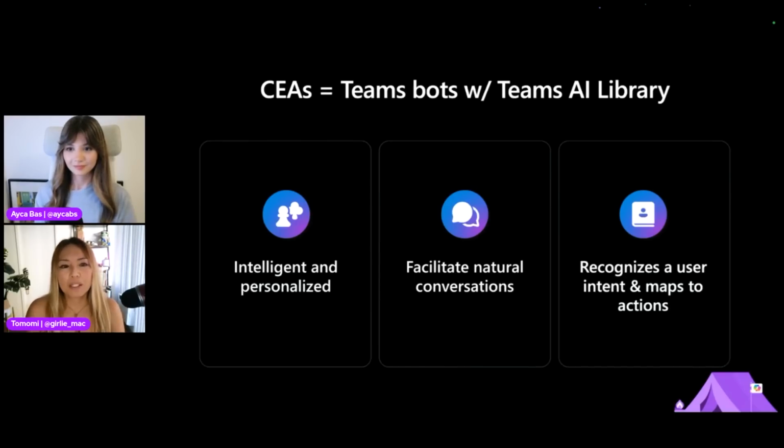When you want to make it smarter, you use something called the Teams AI library. That makes the bot more intelligent and personalized, and facilitates natural conversation. That means it recognizes user intent and knows how to deal with it, like what maps to the next actions, and generates answers and things like that.